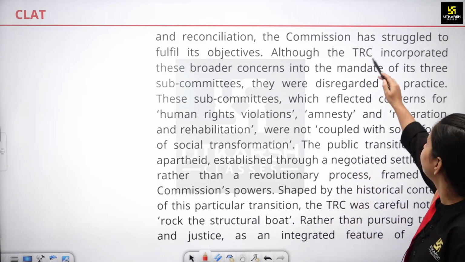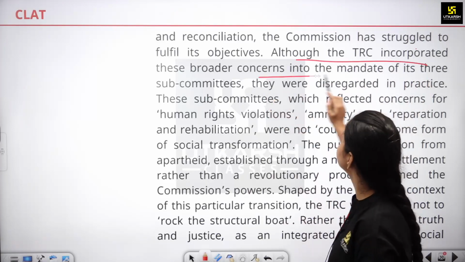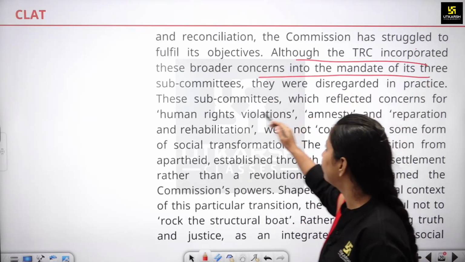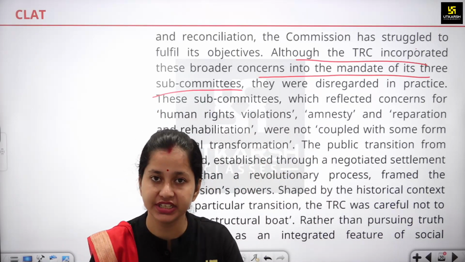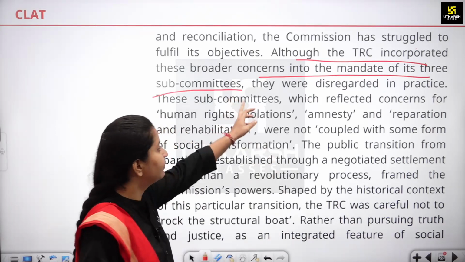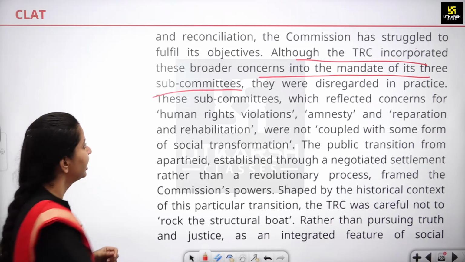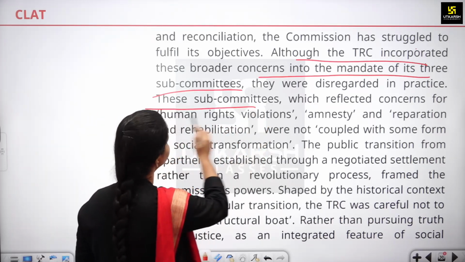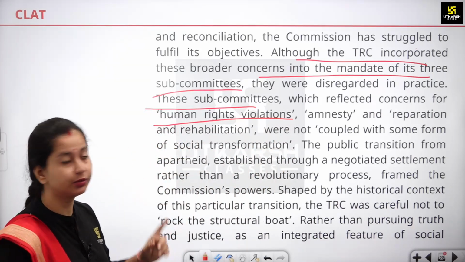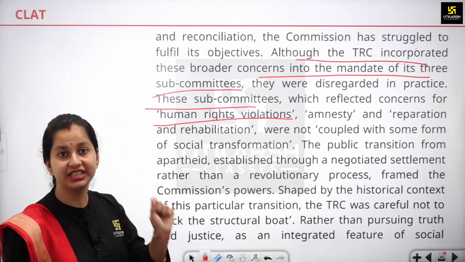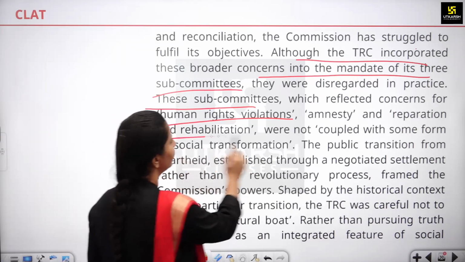and reconciliation. The committee struggled to fulfill its objective, although the TRC incorporated these broader concerns into the mandate of its 3 subcommittees. So the broader concerns of the TRC were addressed by making 3 subcommittees, which were disregarded in practice, though they reflected the concerns for human rights violations. The first committee dealt with human rights violations, the second committee dealt with amnesty, and the third committee dealt with reparation and rehabilitation.